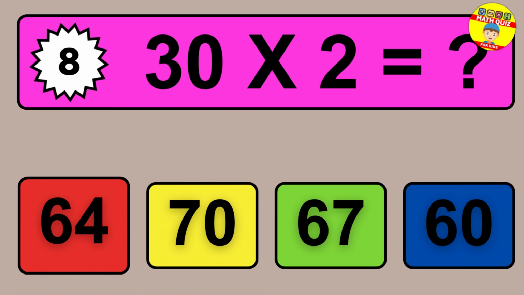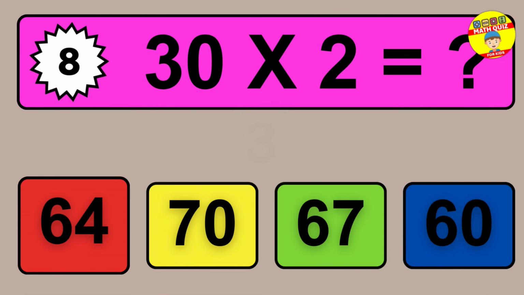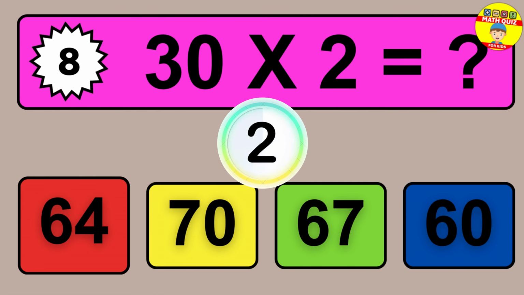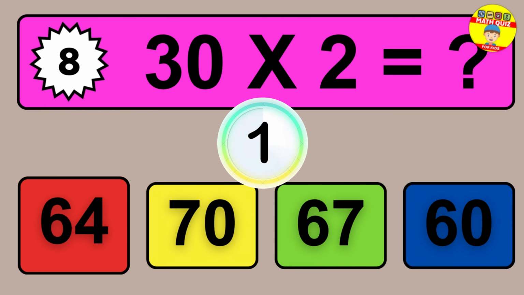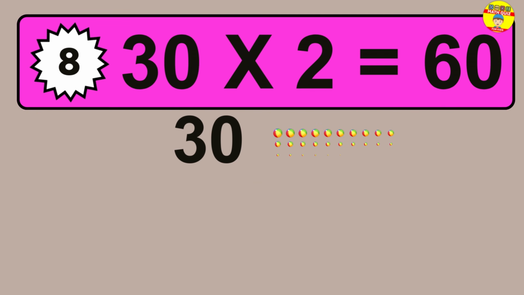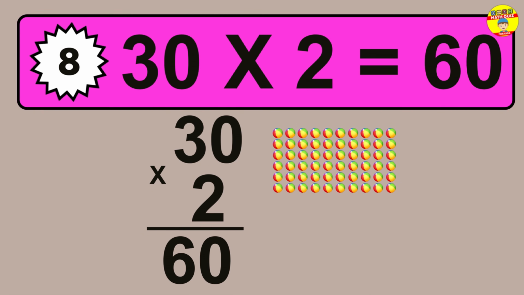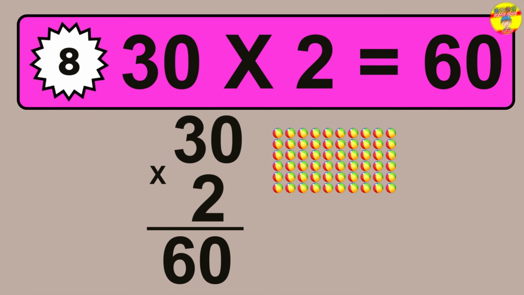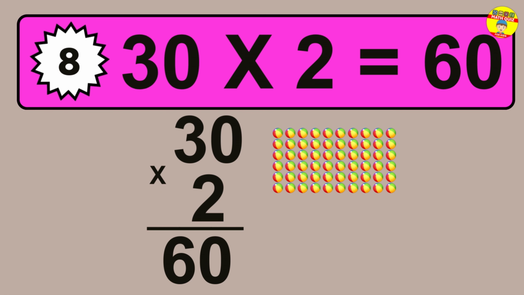Question 8. 30 times 2 equals what? So the answer is 30 times 2 is 60. To calculate, we have 30 groups with 2 balls each one. So how many balls do we have? 60 balls.